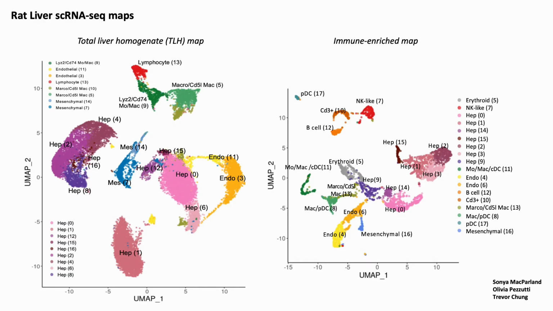Using this approach, we were able to fully annotate our total liver homogenate map of the healthy rat liver. And to provide a more detailed resource of rat hepatic immune cells, 2 additional immune-enriched samples were sequenced and annotated. The immune-enriched map provides a high resolution of lymphocytes and myeloid cells, and T cells, NK-like cells, B cells, and dendritic cells form individual clusters in this map.